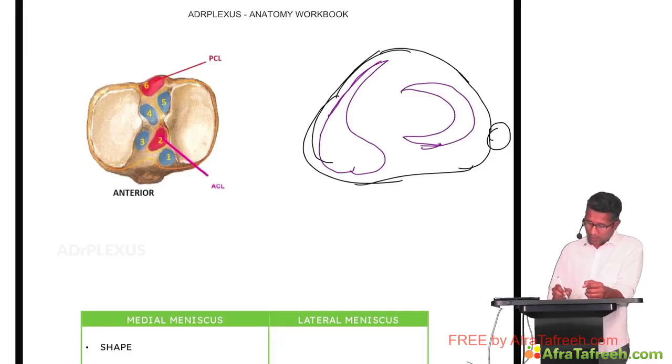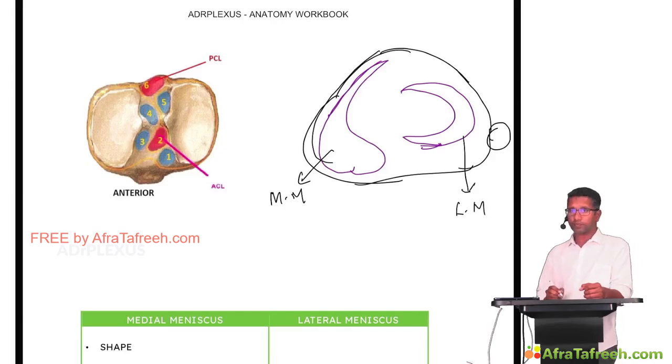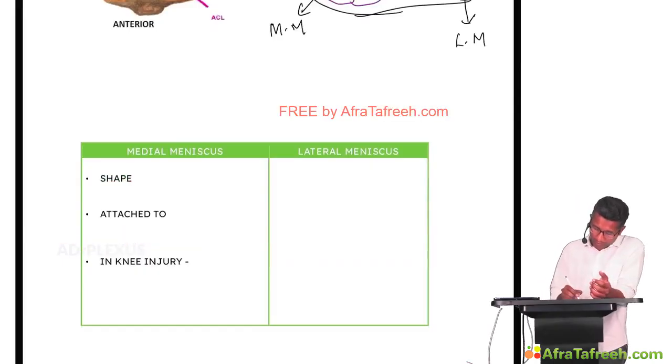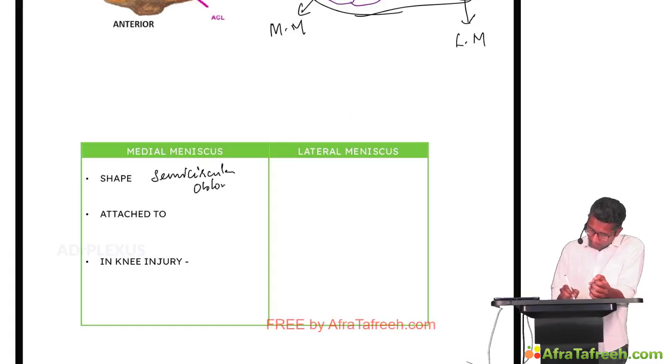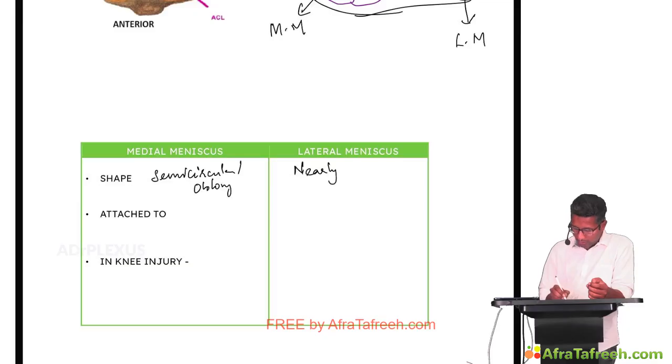And what is this meniscus? The meniscus which is oblong in nature is the medial meniscus, and the meniscus which is almost circular is the lateral meniscus. That is what they are asking. What is the shape of the medial meniscus? The shape of the medial meniscus is semicircular, or oblong in shape. Whereas the lateral meniscus is nearly circular.